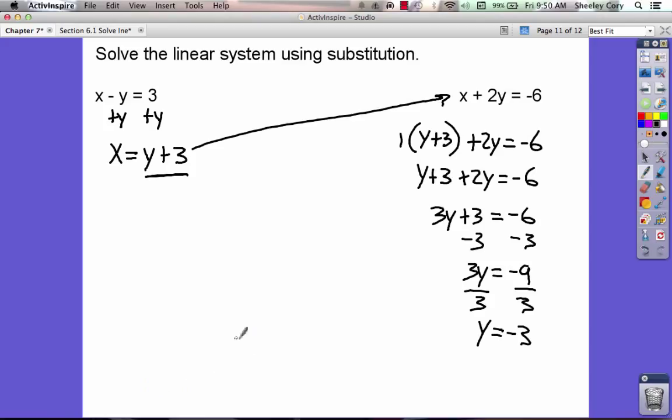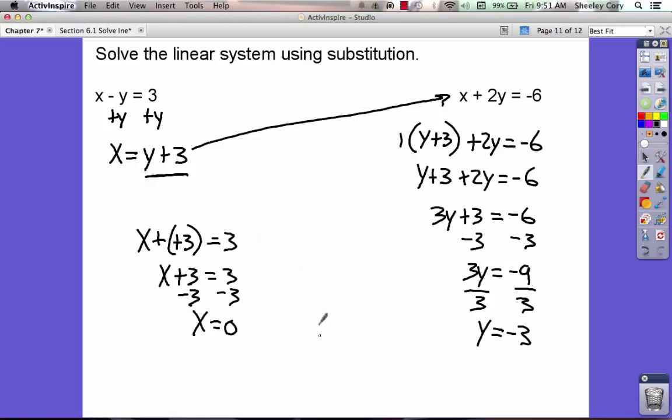So we'll say x minus y equals 3. So that's x minus, and they said y, so this is x minus negative 3 equals 3. Well, two negatives make a positive, so that's x plus 3 equals 3. We subtract 3 on both sides. x equals 0. So what that tells me, that's my solution. x equals 0 and y equals negative 3.